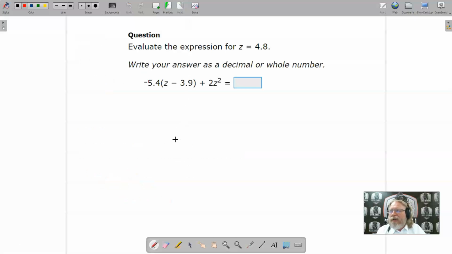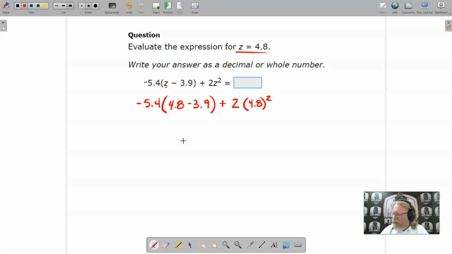Final question here. Nope. Z is not equal to 0. It's not going to be that easy. And for this one here, honestly, I'd suggest break out a calculator. But let's first go through the strategy of rewrite the expression and plug in the variable. So negative 5.4 times, and I'm just going to write this in now, 4.8 is what z is equal to, right? Minus 3.9 plus 2 times whatever z is, which is 4.8, and that needs to be squared.